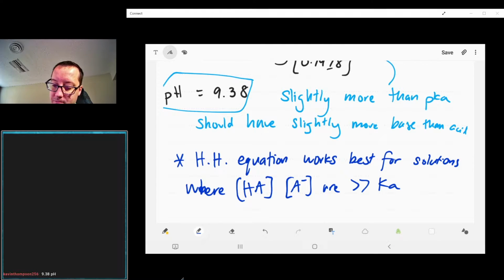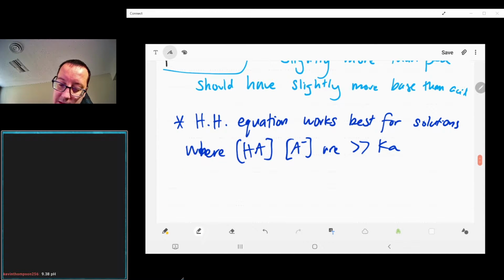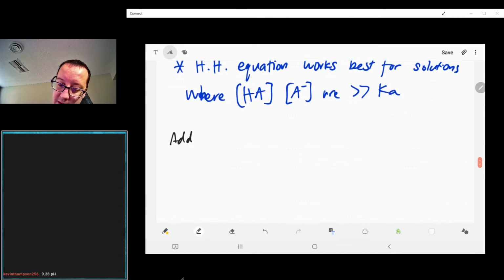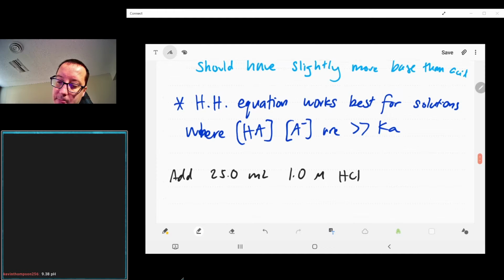Alrighty. So, let's just do one more practice bit. Let's say we add... How much do we want to add? How much do we have here? 250 mLs? Okay, let's add 25 mLs of some HCl to this. Let's see what's going to happen here.